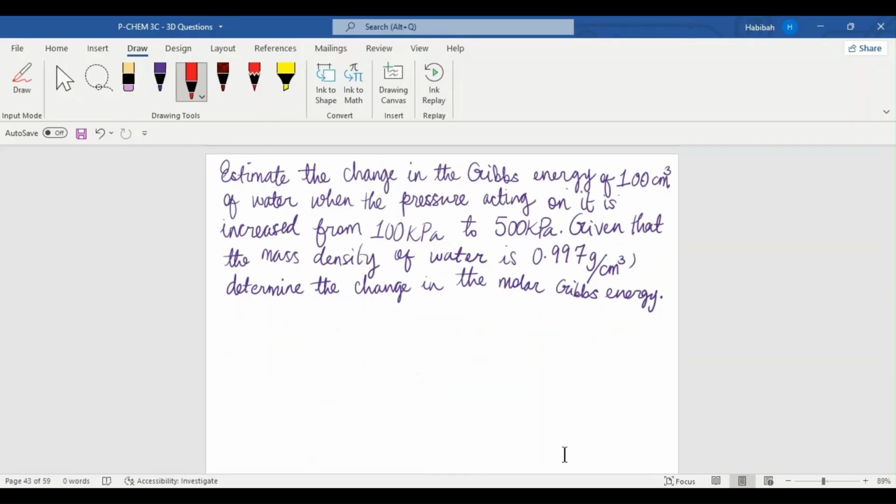Salam and welcome everyone. So today we're going to be working on the question on the screen that says: estimate the change in Gibbs energy of 100 centimeter cube of water when the pressure acting on it is increased from 100 kilopascal to 500 kilopascal.